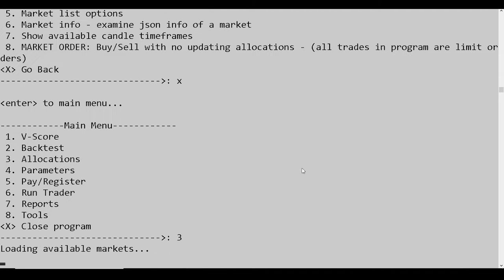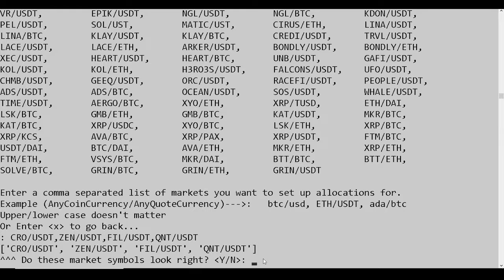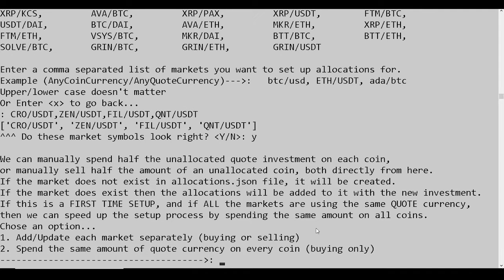So now we go to allocations. We can enter the comma-separated list of markets. Make sure there's no comma at the end or new line character. All right. Do these market symbols look correct? Yes. All right. So there's 2 options.